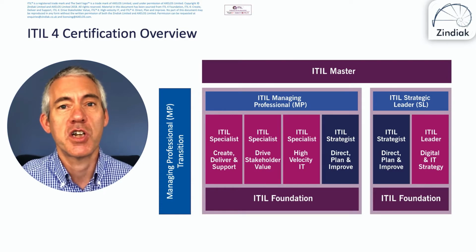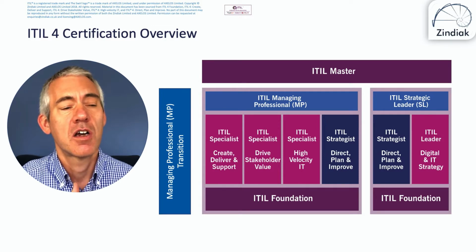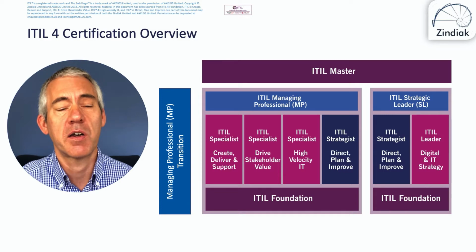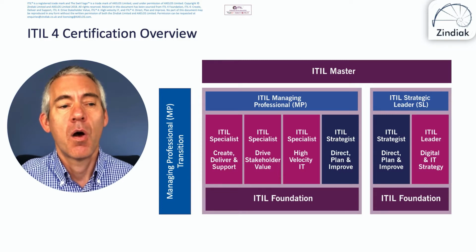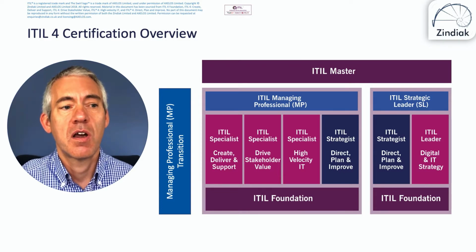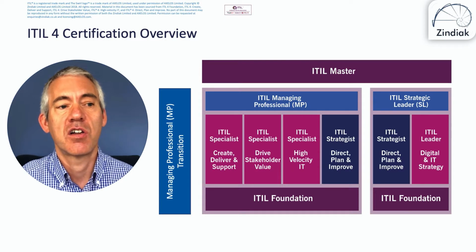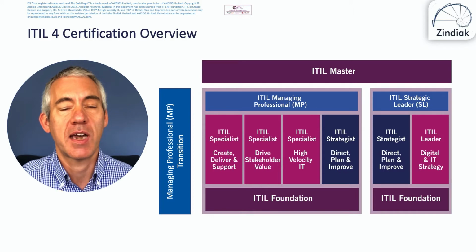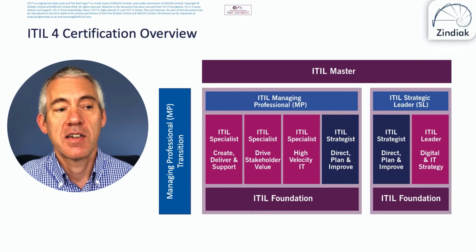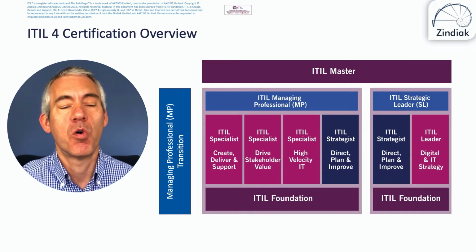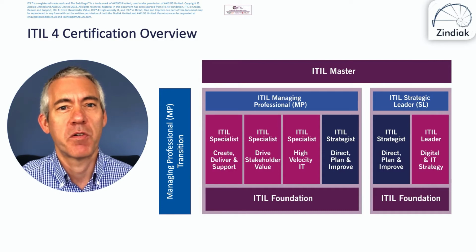So in order to achieve ITIL Managing Professional, if you haven't got any ITIL qualifications, you would start with ITIL Foundation. You would then take each of the 3 ITIL Specialist qualifications: Create, Deliver and Support, Drive Stakeholder Value and High Velocity IT. Once you've passed those, you can then take the ITIL Strategist, Direct, Plan and Improve, and when you pass that, you get not just a Direct, Plan and Improve certificate, but also an ITIL Managing Professional certificate.